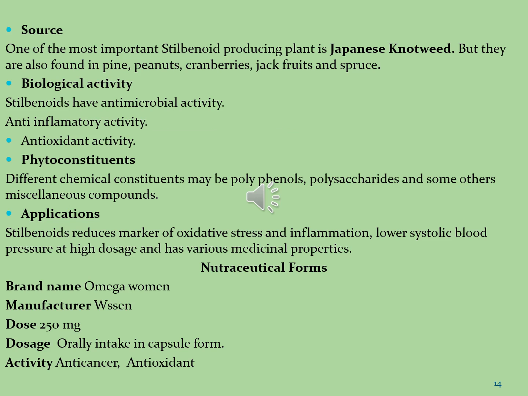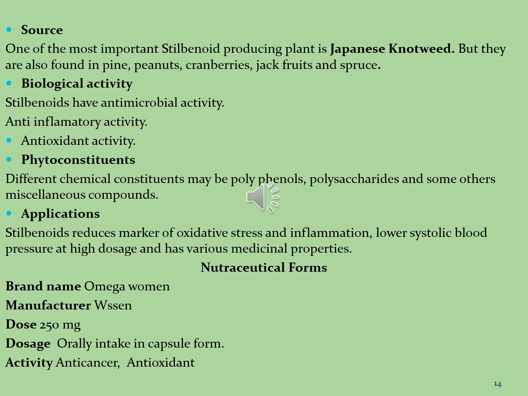One of the most important stilbenoid producing plants is Japanese knotweed, but they are also found in pine, peanuts, cranberries, jackfruits, and spruce. Stilbenoids also have some biological activities. They have antimicrobial activity, anti-inflammatory activity, and antioxidant activity. Now we discuss some important phytoconstituents that fall in the category of stilbenoids, and these phytoconstituents are polyphenols, polysaccharides, and some other miscellaneous compounds. Stilbenoids reduce markers of oxidative stress and inflammation, lower systolic blood pressure at high dosage, and have various medicinal properties.